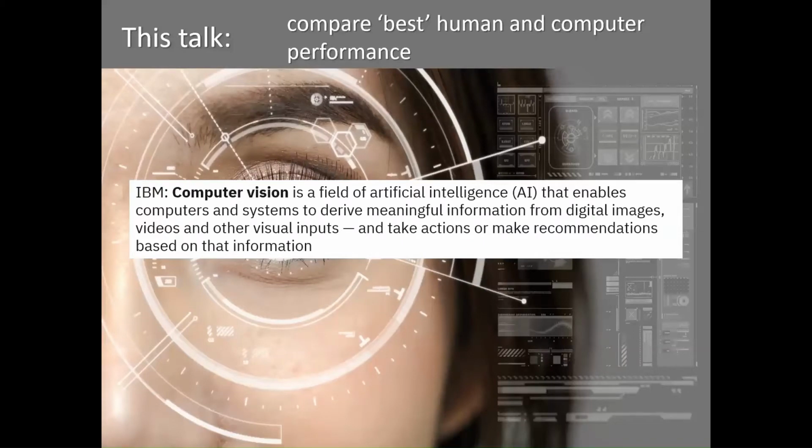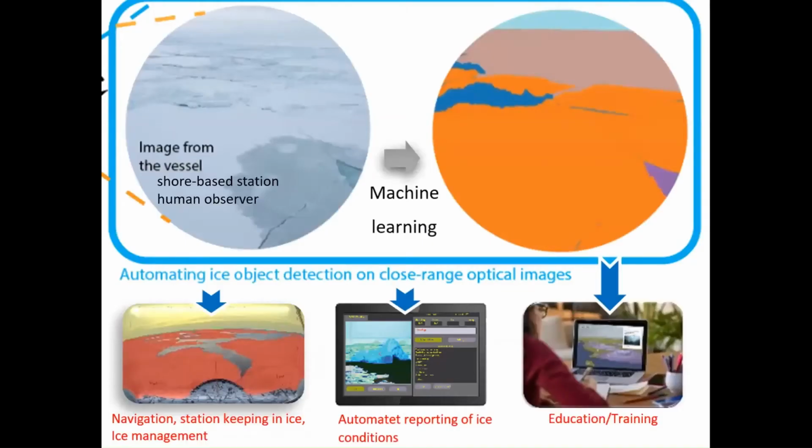In this talk, I'm going to focus on comparing the best human and computer performance, looking at the computer and human vision problem. When an expert looks at an ice image, they can tell a lot about what ice objects are present, about their shape, and sometimes about their size, for example, ice concentration. They can also tell about ice age, how old the ice is, and sometimes even how thick it could be. And if computers can do the same task, they can be of great help to navigators, to operators in the Arctic, and also to scientists. They could help with reporting on ice conditions at much higher frequencies than currently done. And they can also be a great help in education and training of the next generation of ice experts.